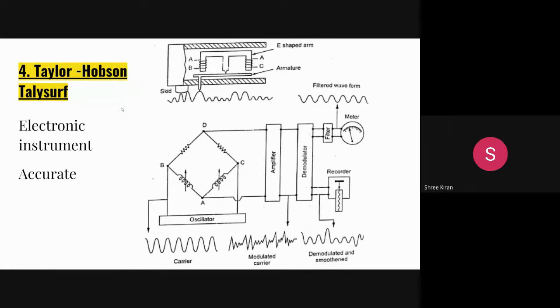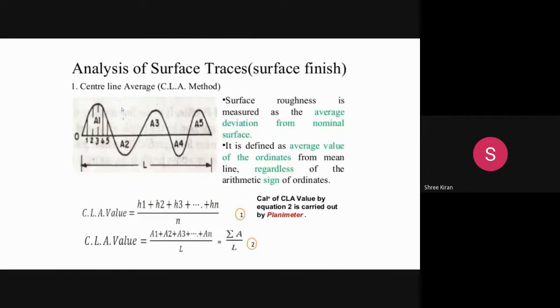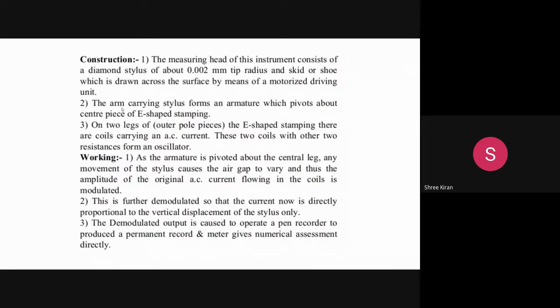Then the wavelength of the measurement is also measured. So this is what happens with the Taylor-Hobson Talysurf, where we have the various measurements required. The measuring head of the instrument consists of a diamond stylus of about 0.002 mm tip radius, and a skid or a shoe, which is drawn across the surface by means of a motorized driving unit.